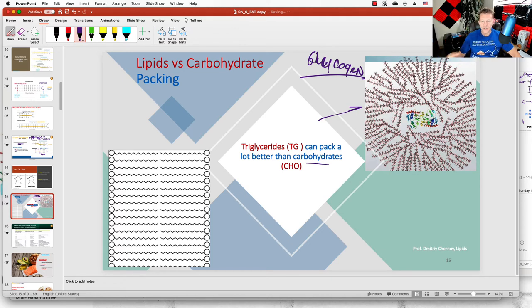So we constantly need energy when we exercise, because during exercise, glucose would be the preferred energy. But when it comes to fats, just because of this arrangement, we can pack them like brick on top of brick on top of brick. Perfect.